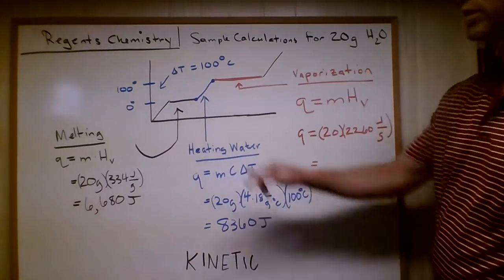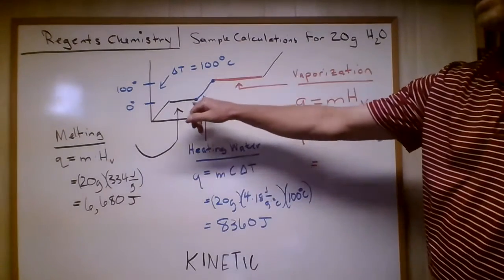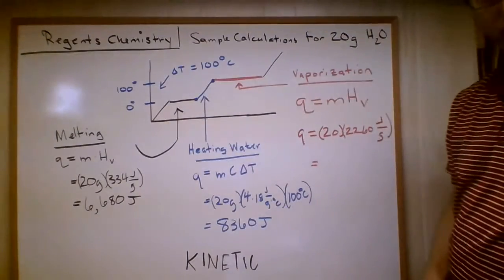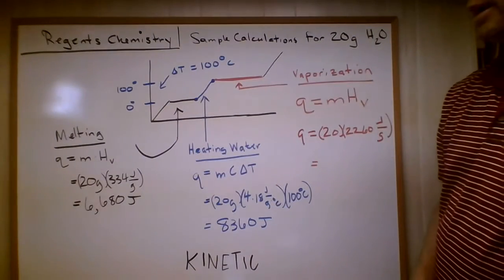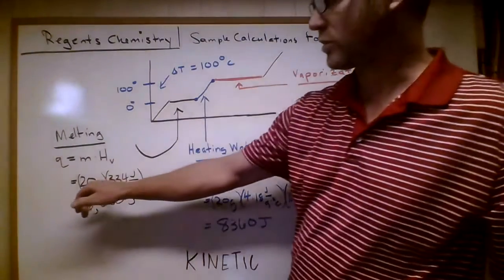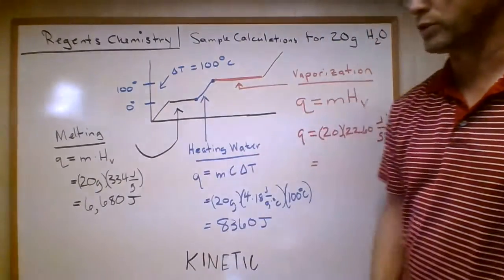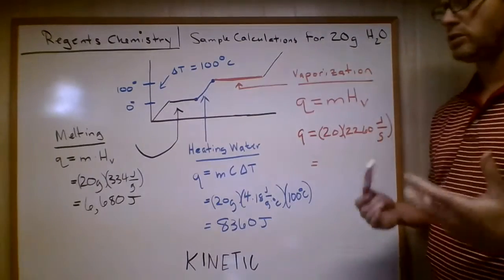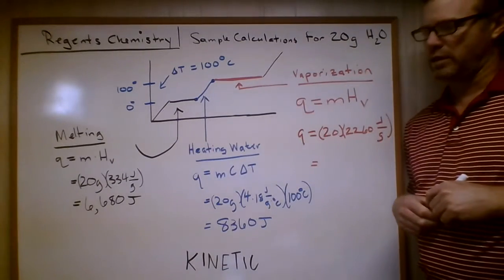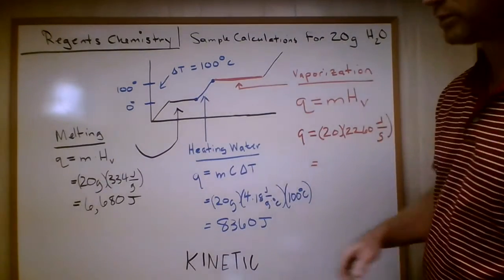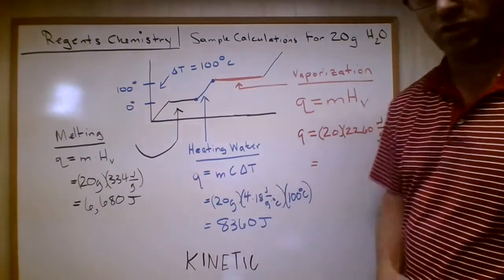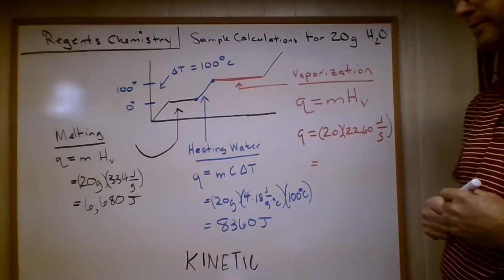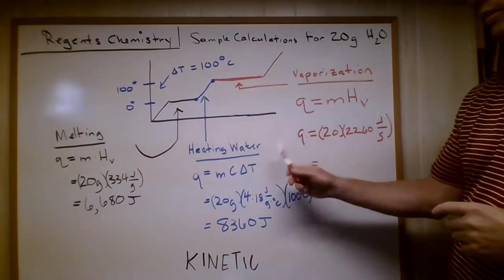Okay, so from your heating curve here, which I made smaller, this is the melting point here. So there's our formula right off the reference tables. Hopefully you can read this. It's 20 grams for the mass, 334 joules per gram from the reference tables. That is the heat of fusion. You simply multiply those together and the grams cancel and you're left with joules as your unit. Okay, 6680 joules.